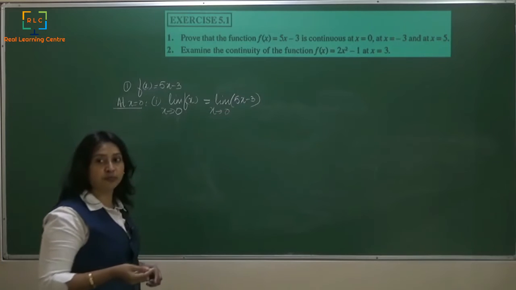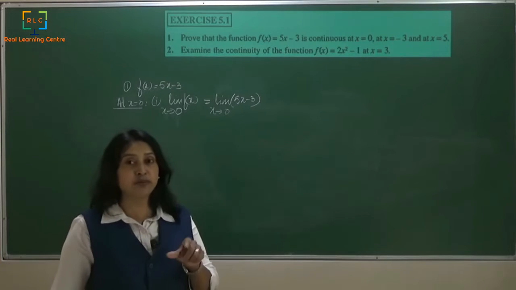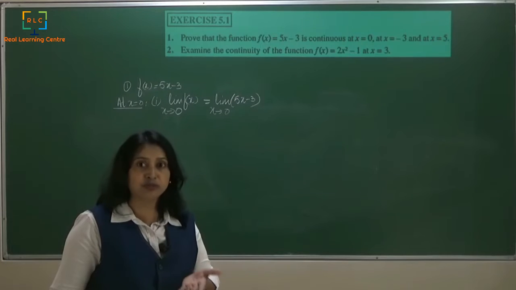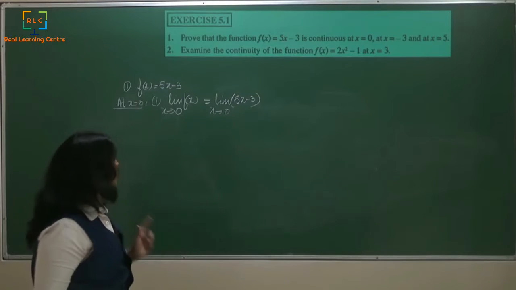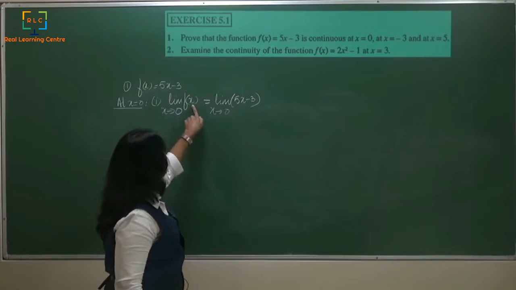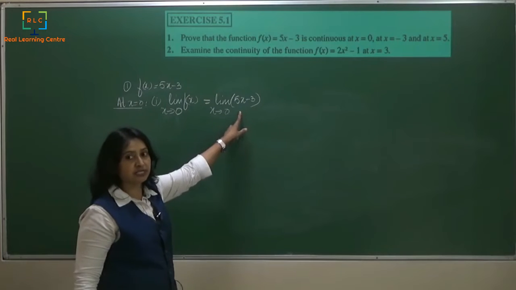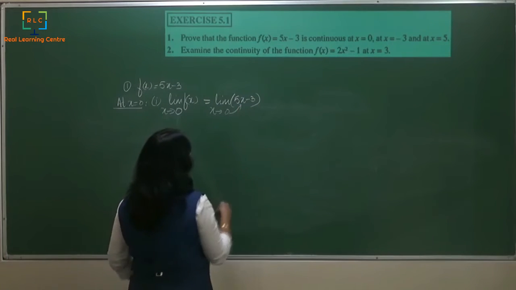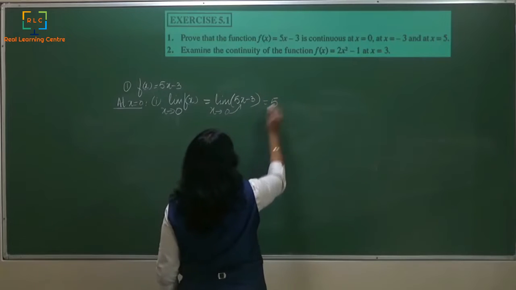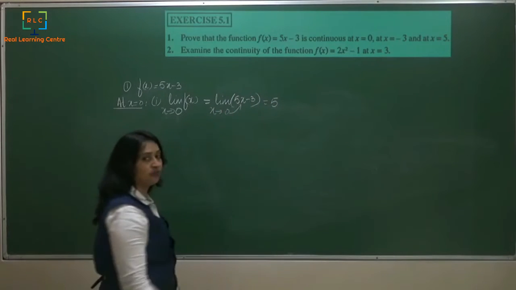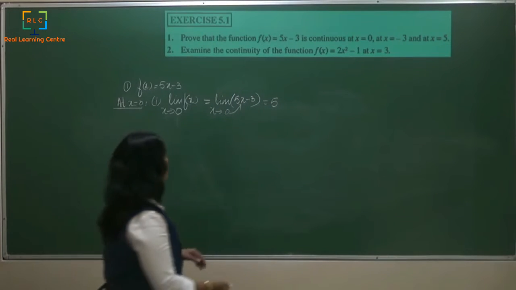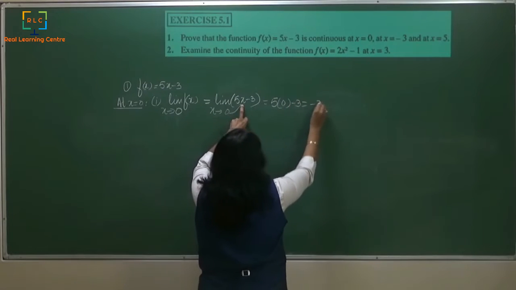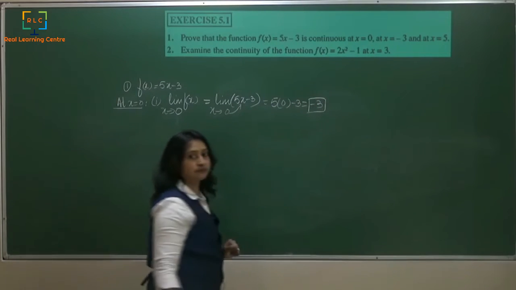In further problems they will tell you which function to choose when it is 0 minus and which when it is 0 plus, giving you the options. As of now we have only one function. I have replaced f of x by 5x minus 3, and now my job is to put the tendency value into x. I plug in: 5 into 0 minus 3 is equal to minus 3.